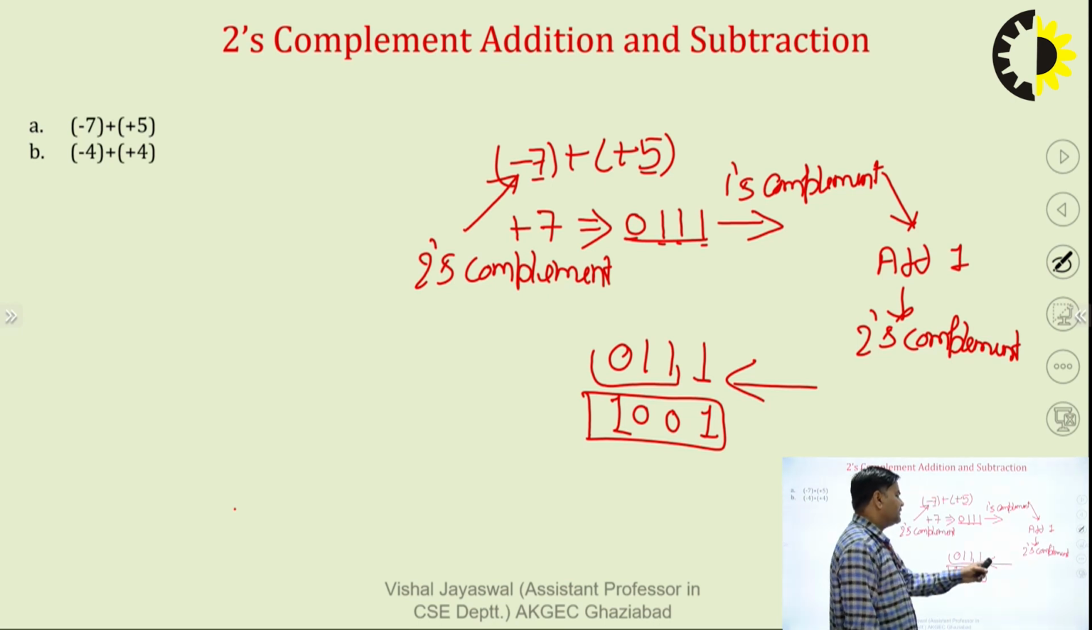We see from the right and we search for the 1. Let's suppose 1 is in the first position, then we write it as it is, 1. Then after that, all the numbers become inverted, meaning 1 to 0, 1 to 0, and 0 to 1. This is the 2's complement form.